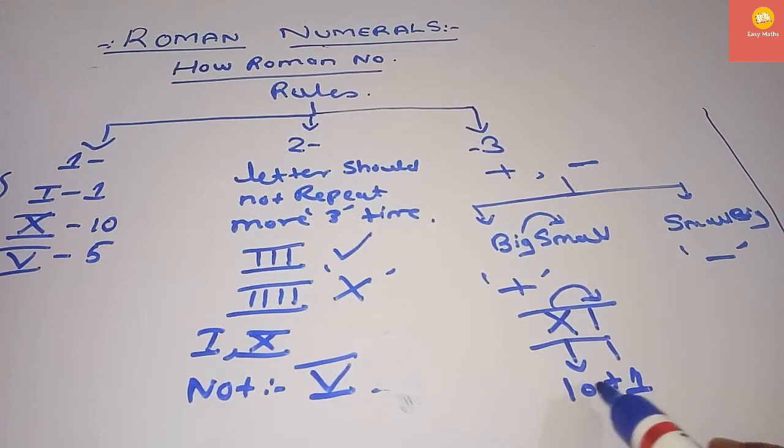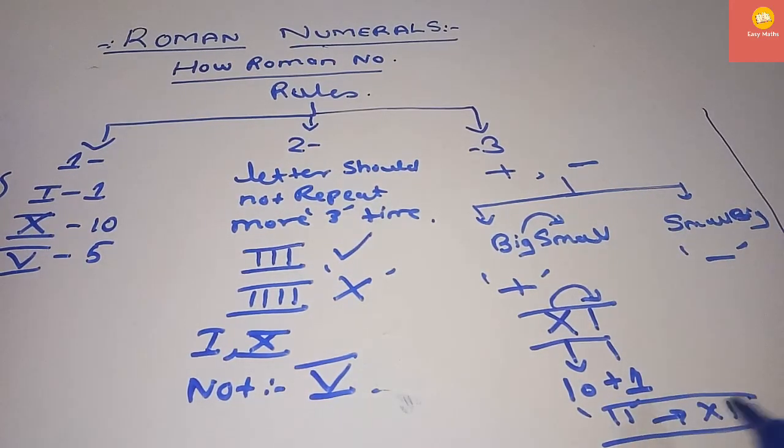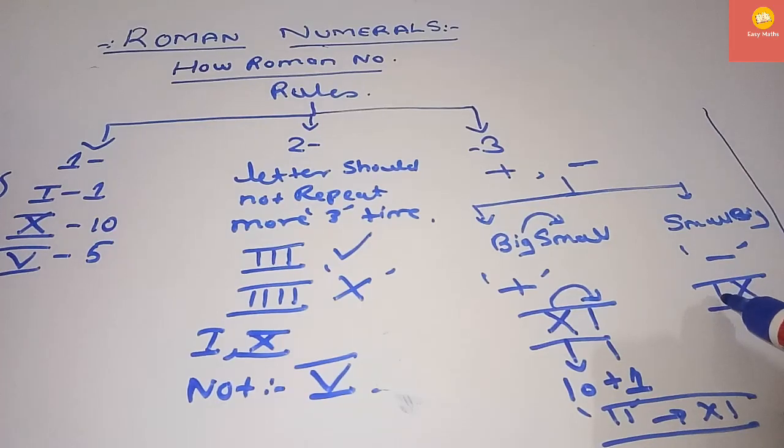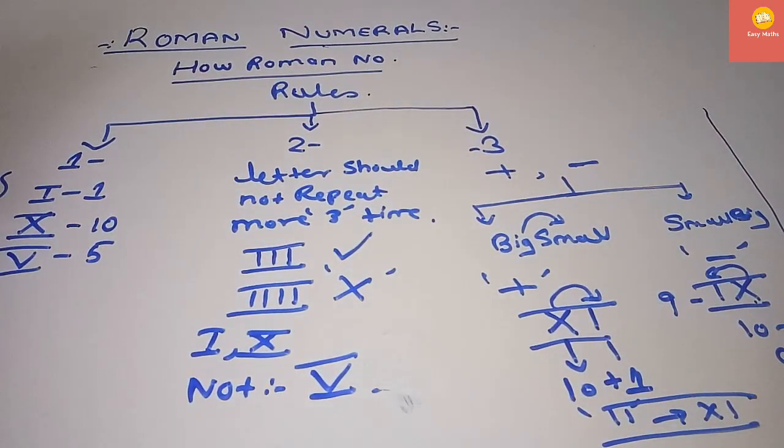So we add these two numbers. 10 plus 1 is 11. So this is represented as 11. Understood? Now when this is 10 and this is 1, 1 is a small number and 10 is a big number. The small number appears on the left hand side of the big number, so 10 minus 1 is 9. How do you write 9? It's simple, this is 9. These three rules we need to understand first.